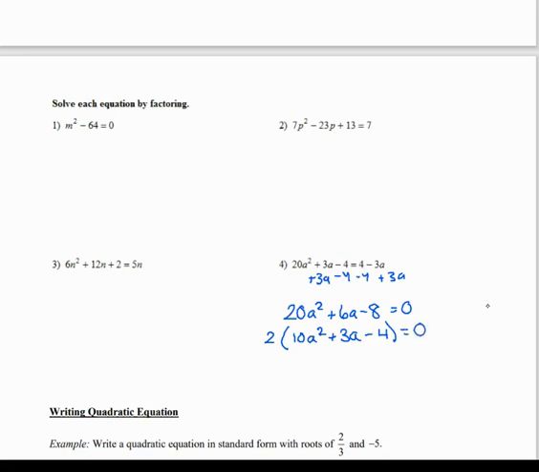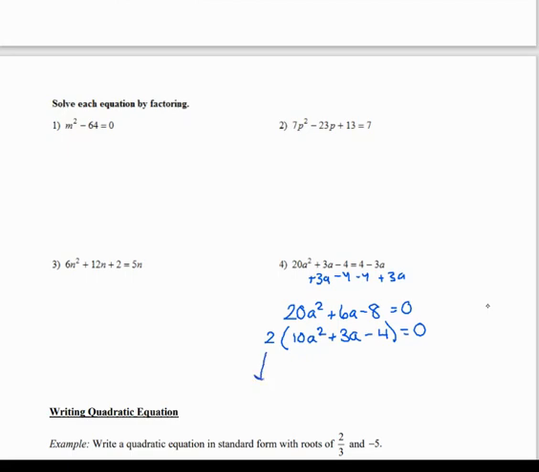Now I ask myself, can I continue factoring this trinomial? And it has a leading coefficient. So remember, if we're doing factoring by grouping, what multiplies to negative 40 and adds to 3a? Otherwise, feel free to do guess and check. I'll do factoring by grouping.